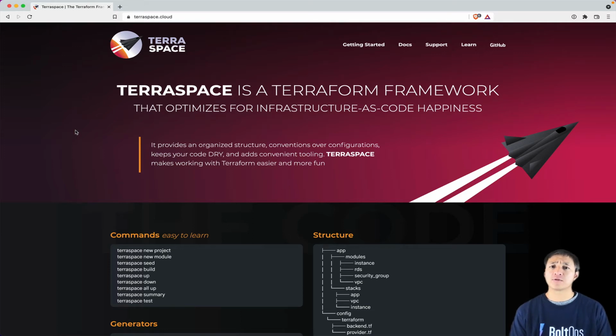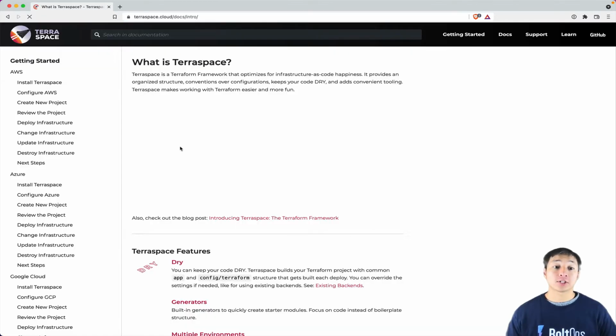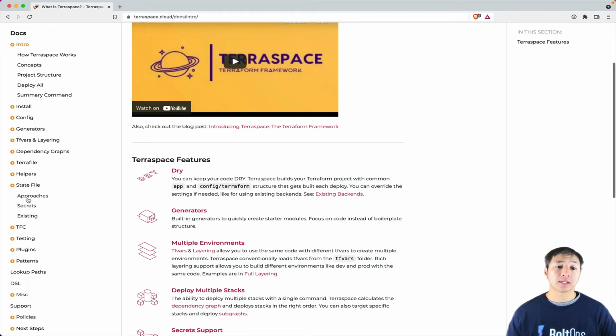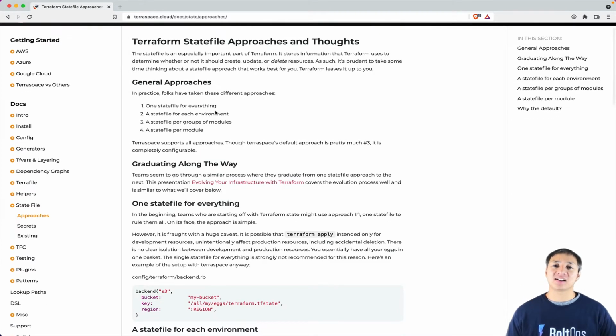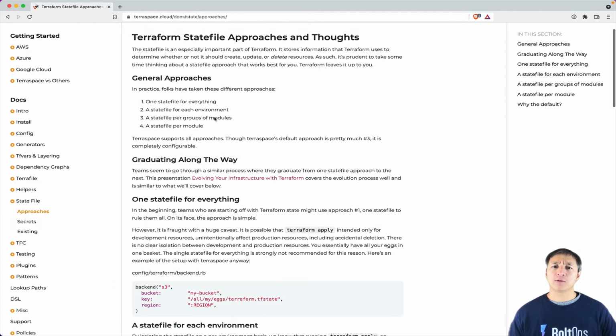So, I've been working with Terraform for a little while here, and I wanted to cover my thoughts on the state file and how you could manage it. The docs for that are right here under docs, under state file, under approaches. It says Terraform state file approaches and thoughts. These are my summarized thoughts of this presentation right here, Evolving Your Infrastructure with Terraform, which is a really good presentation. I just put it in my own words and try to validate and explain why I think people eventually evolve to approach number 3 and 4.